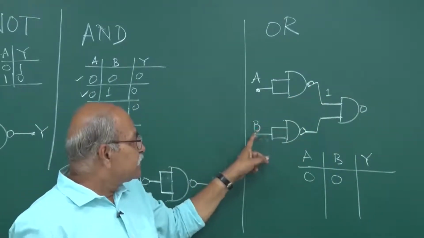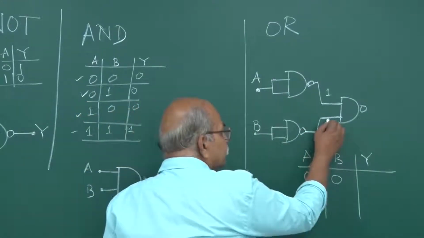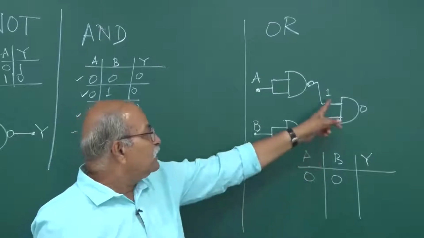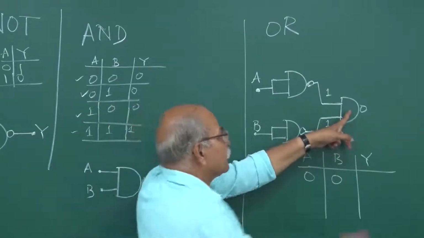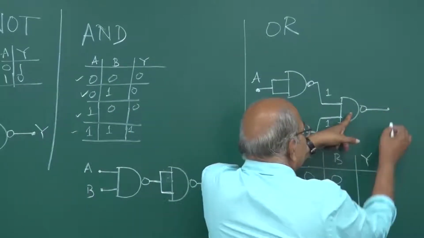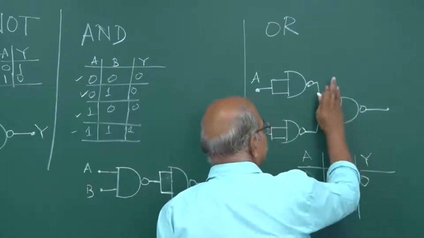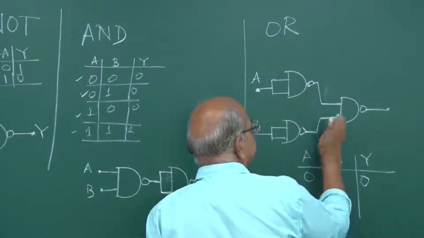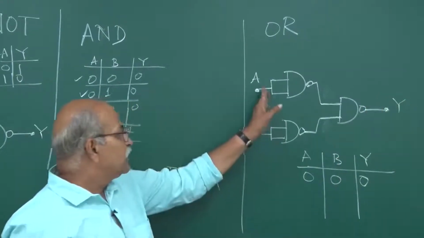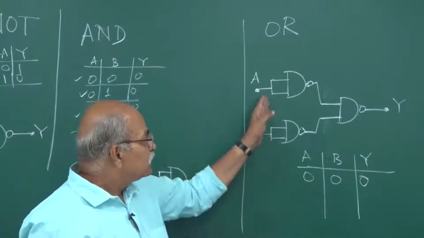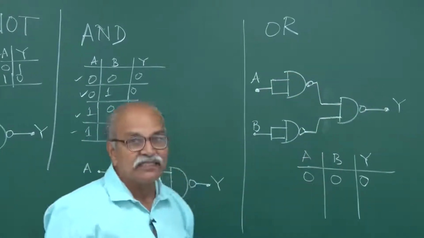And similarly, this is 0. So 0, 0 will give me 0. NOT of that will give me 1. So 1 here and 1 here. This will give me 1, and NOT of that will give me 0. So this will become 0. Okay? So this becomes 0. This is our Y. Final Y is here. So 0 here, 0 here, and then I saw that it is 1 here, and then it becomes 0 here.